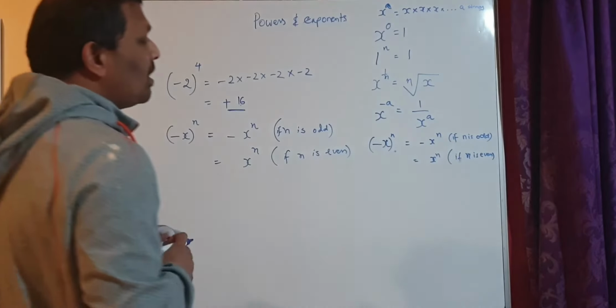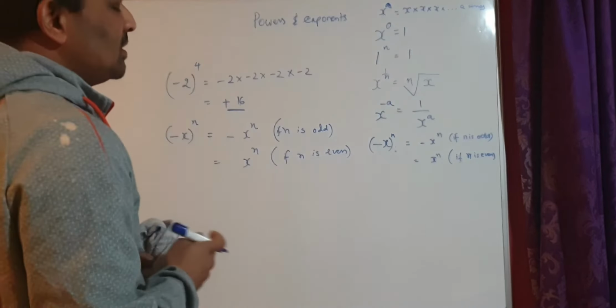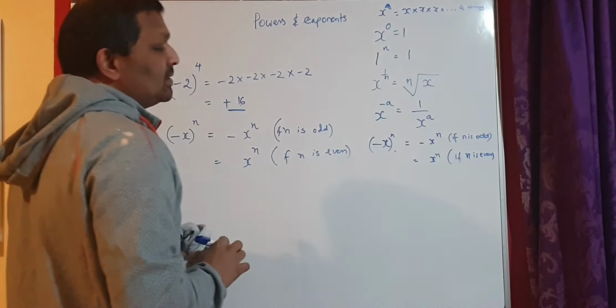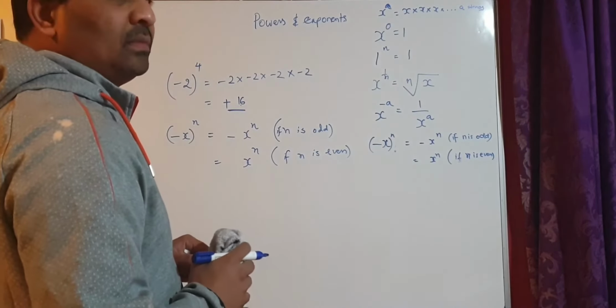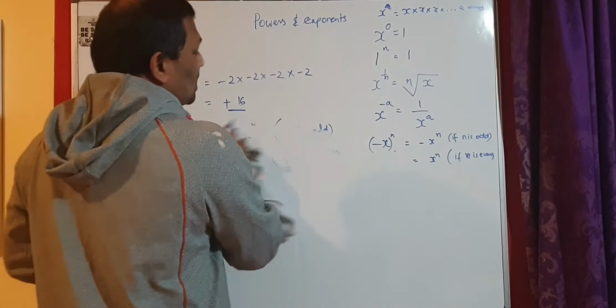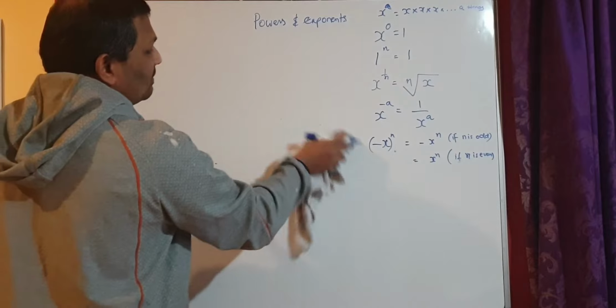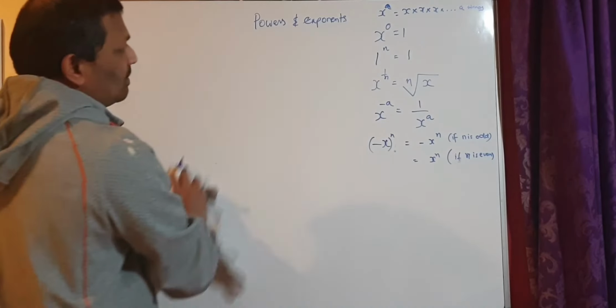If n is odd, it's going to be minus x to the power of n, and if n is even, it's going to be x to the power of n. So this is how you evaluate the values of numbers that are given in indices form.